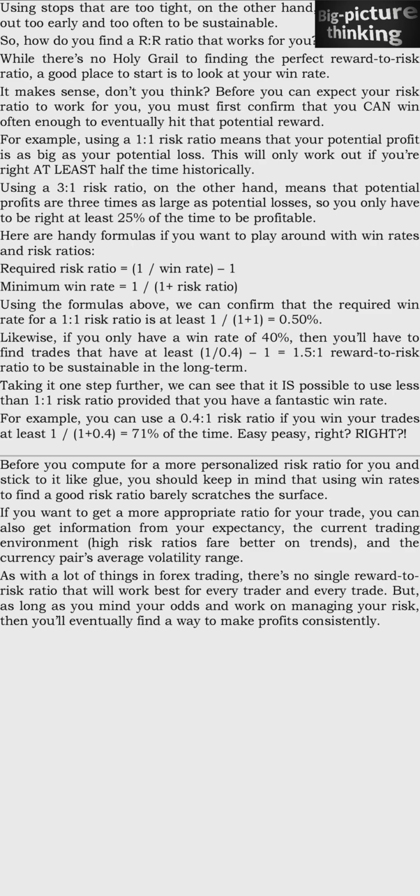Taking it one step further, we can see that it is possible to use less than a 1:1 risk ratio provided that you have a fantastic win rate. For example, you can use a 0.4:1 risk ratio if you win your trades at least 1 over 1 plus 0.4, which equals 71% of the time. Easy peasy, right?